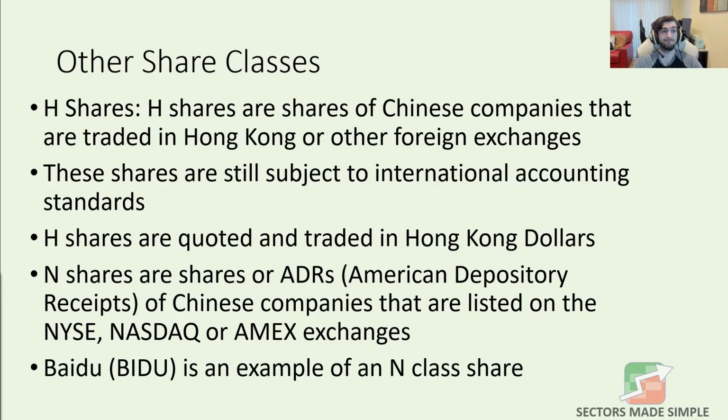Baidu. Baidu is a perfect example of an N-class share. It might not be in the name because it doesn't need to be. There is only one Baidu in the US exchanges, BIDU.